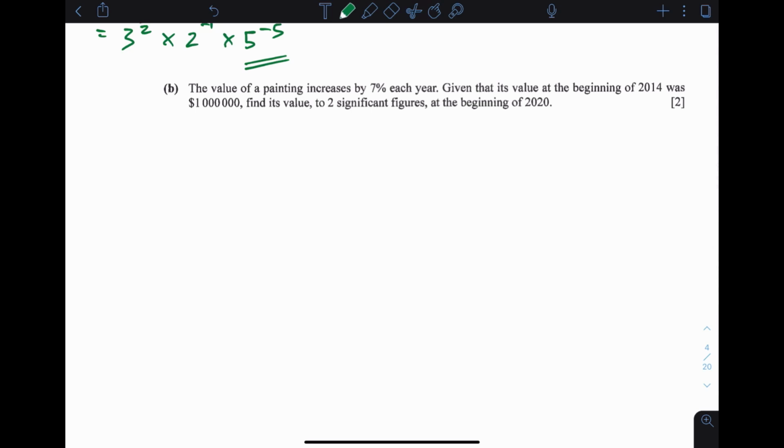Next, the value of a painting increases by 7% each year. Okay, I think this is about percentage, somewhat coming up in the A maths. The value at the beginning is 1 million. Okay, then it increased each year by 7%. Find the amount at 2020. Okay, so at 2014, the amount is 1 million.